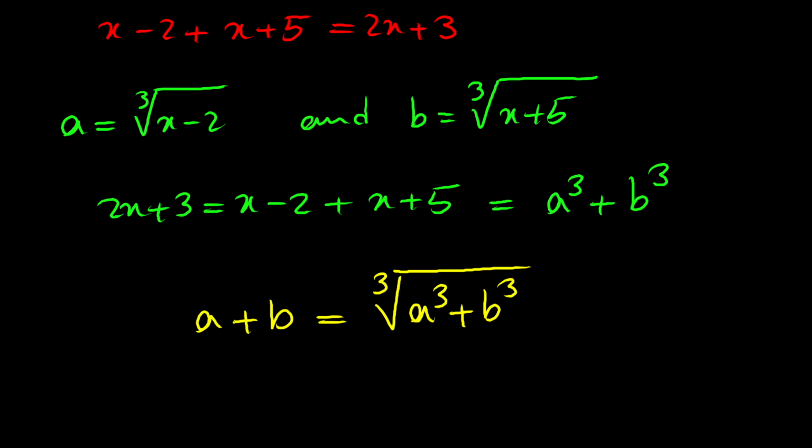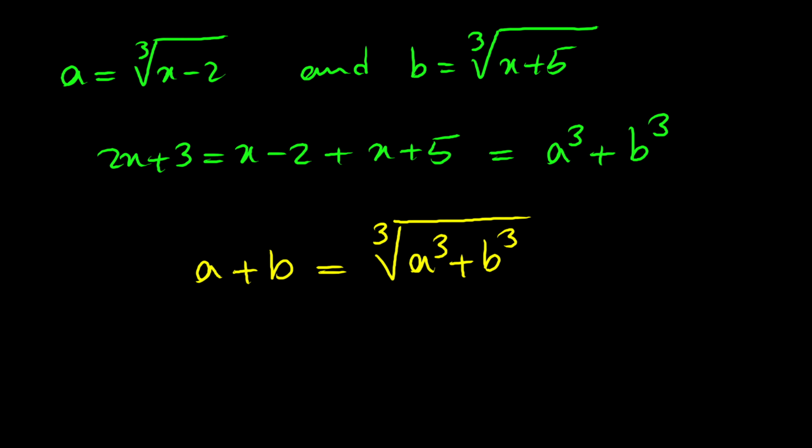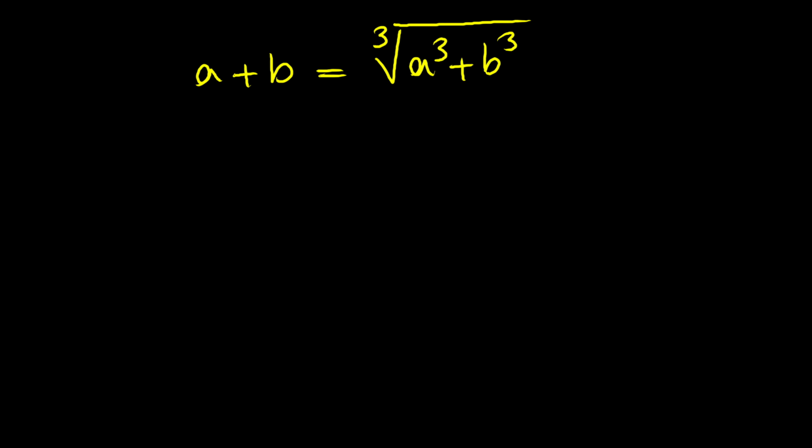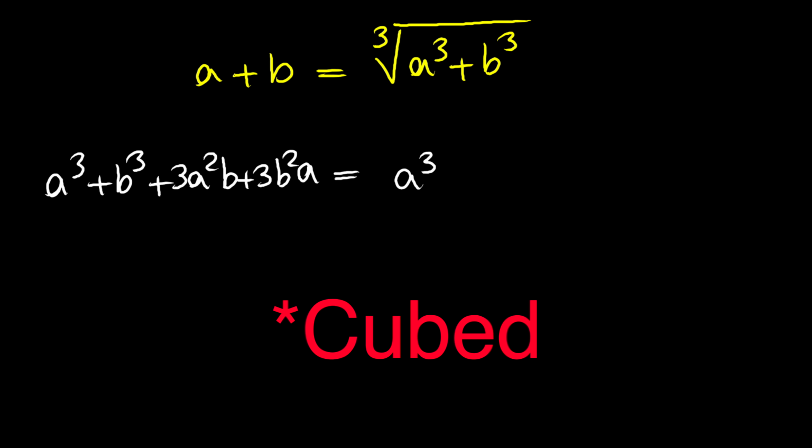Great, so now we have a much simpler equation that we can solve. And in order to solve this, the very first thing that we need to do is to cube both sides, because we want to get rid of that cube root. So if you cube both sides, we're going to have a cubed plus b cubed plus 3a squared times b plus 3b squared times a equals a cubed plus b cubed.